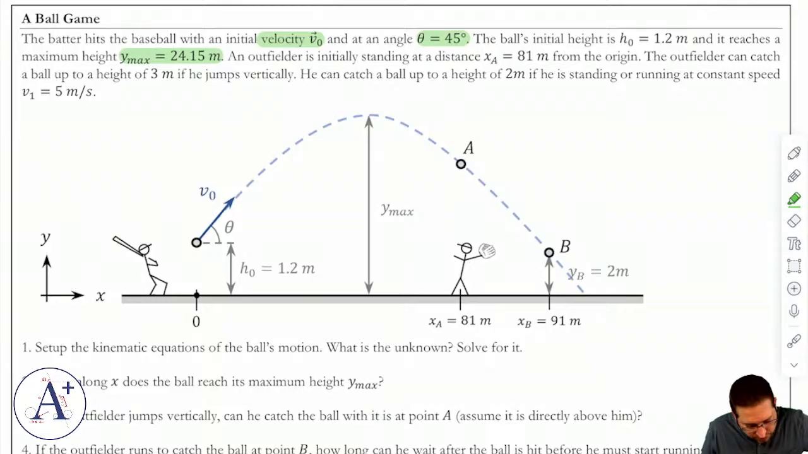Then we have an outfielder that is at 81 meters from the origin, and he can catch the ball up to a height of 3 meters if he jumps vertically, or he can catch the ball up to a height of 2 meters if he is standing or running at constant speed. Okay, and this constant speed at which he can run is 5 meters per second.